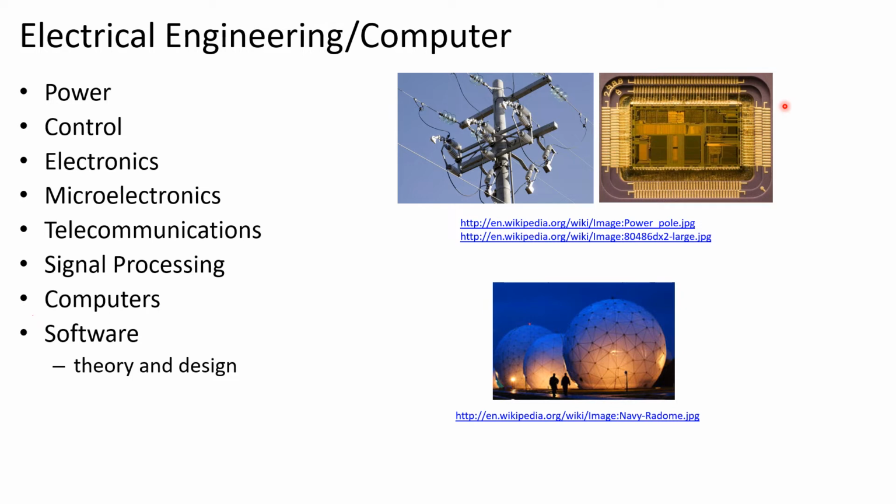Electrical engineers, computer scientists, and computer engineers also are involved in control. For instance, how do you design a system to control the temperature in a refrigerator? They're also involved in producing what I might call macroelectronics, things like toasters and dryers, things that are large that involve electronic components. They're also involved in making microelectronics, things such as computer chips, microprocessors. A picture of one is over here in the upper right-hand corner.